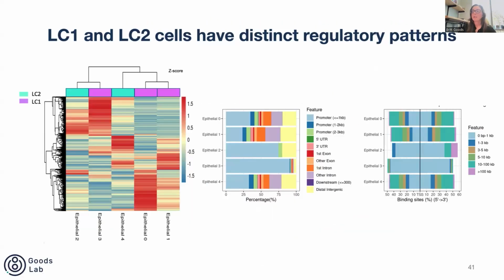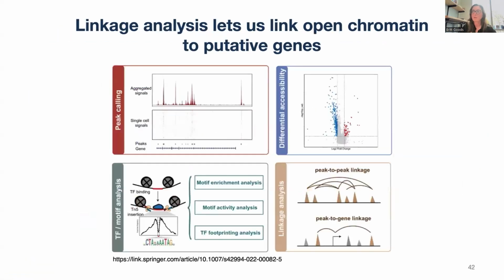So this is just talking about open chromatin regions, right? This doesn't necessarily tell you about what genes are being regulated by these regions. And so to do that, we have to perform a linkage analysis. This really lets us link open chromatin regions to putative genes that might be being regulated by these regions. And so this is pictured here. And this is what Lassia did next.